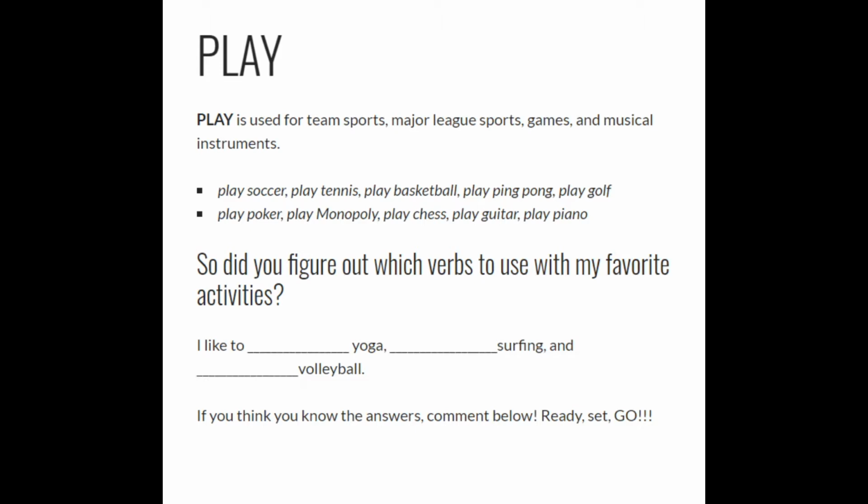And the last one, volleyball, it's a team sport, right? So which verb do we use? Go, do or play? We use play. So the correct sentence would be I like to do yoga, go surfing, go plus the verb in the ing, and play volleyball. Play, right? So let's continue.